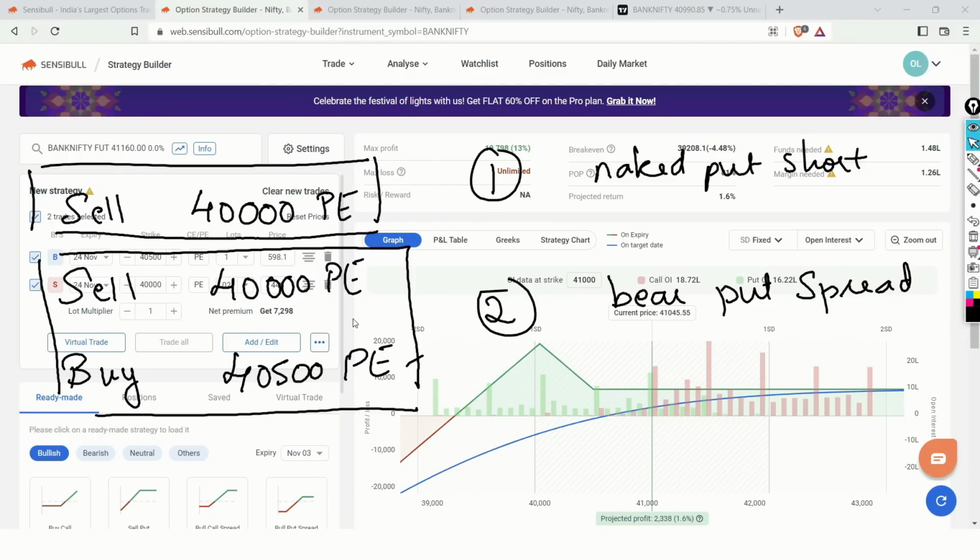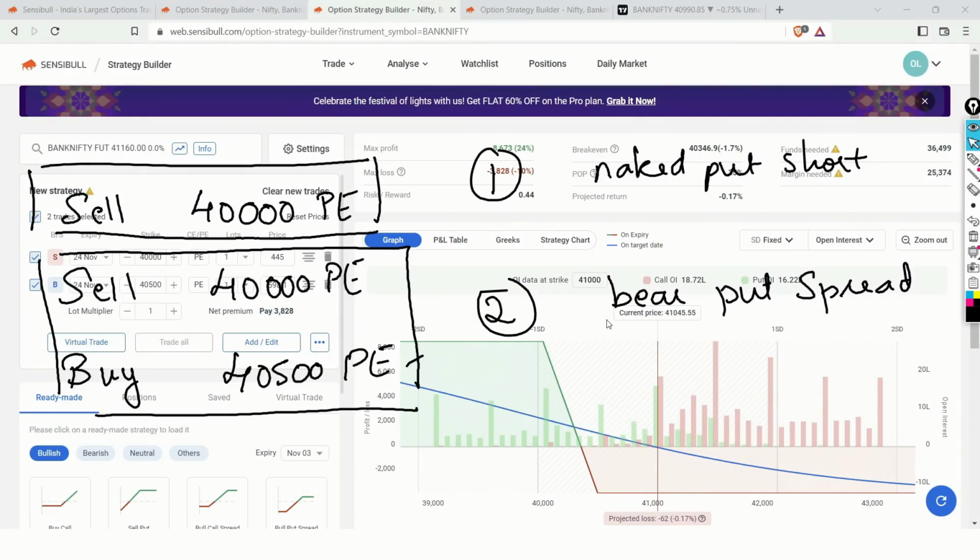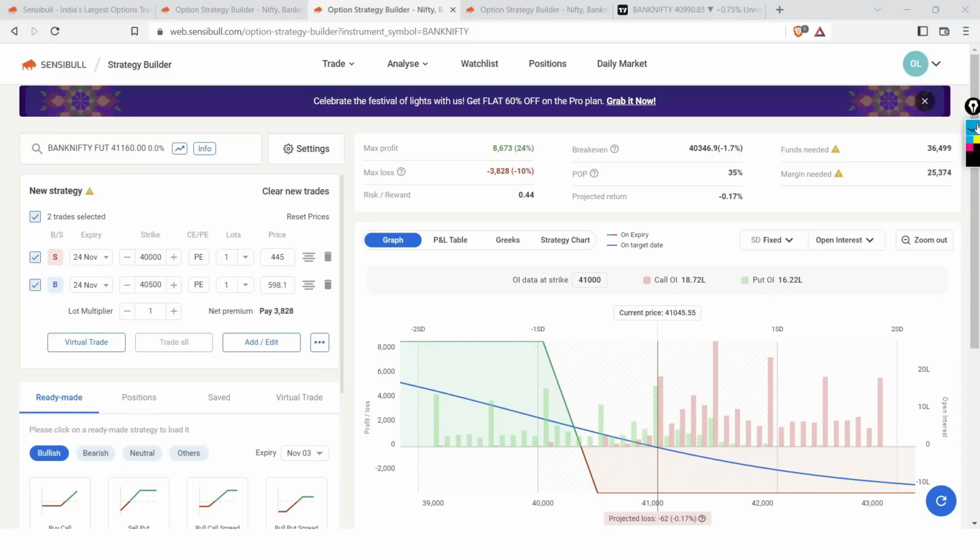So now let's try breaking this ratio spread into two parts. So we have already discussed what are the two parts. One is a bear put spread, which is sell of 40,000 PE and buy of 4,500 PE, and then a naked sell of 40,000 PE, right? So I have broken this down into two parts right over here and put them into strategy builder again. So now let's look at the bear put spread first. So we have sold 40,000 PE, purchased 4,500. So here also you can see I have sold 40,000 PE, purchased 4,500.